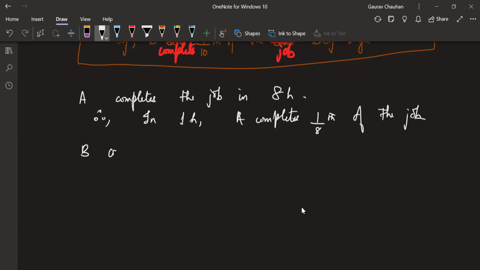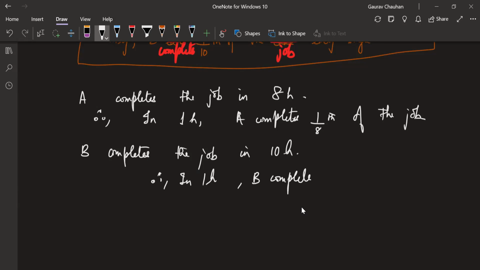Similarly, B completes the job, the same job, in 10 hours. Therefore, in 1 hour, B completes 1/10 of the job.